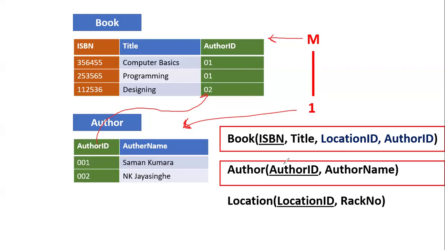Right. Is it clear, everyone? When it is a one-to-many relationship, how can you do it? Always you have to take the primary key from the one side table and insert that into the book side table. So this primary key becomes the foreign key here in the book table.